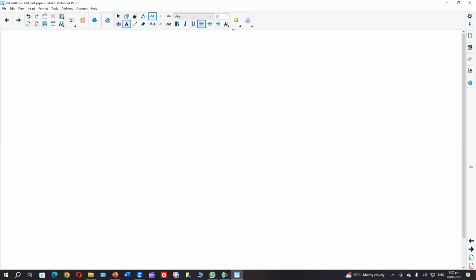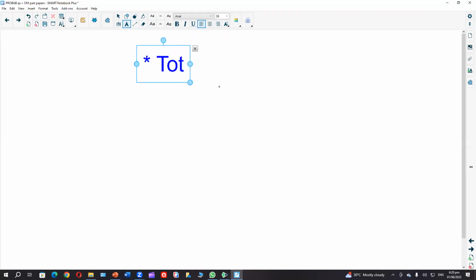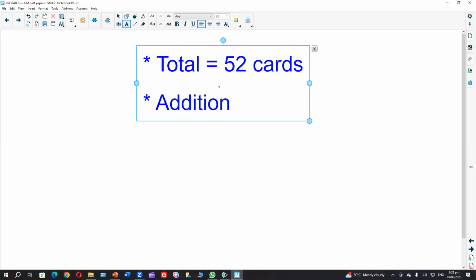So in your notes book, write down the total is equal to 52 cards. Additionally, there are 2 jokers.